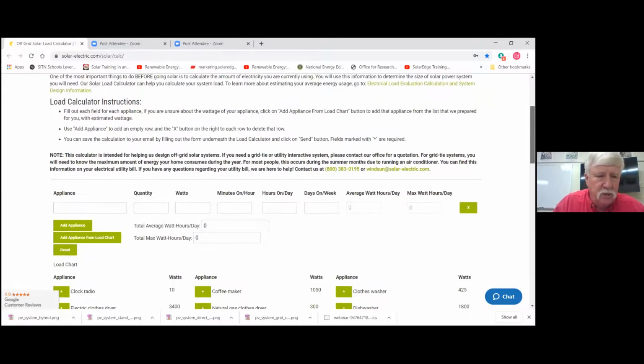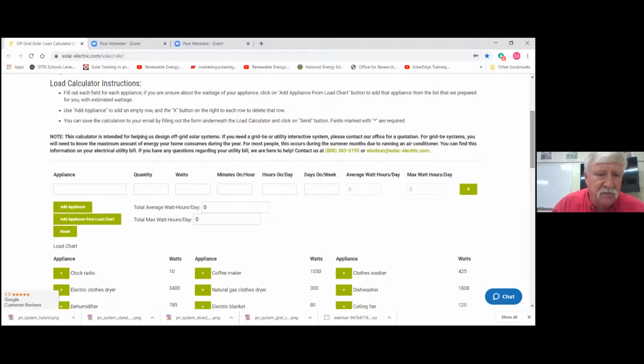And what you can do, they've got a list here of all of these different appliances. And so you can select the appliance. It'll give its rated wattage. That's the amount of power it's using. You can determine the quantity, how many you're using. It'll put in the number of watts. You can determine how many minutes that you would use per hour, the hours per day, the days per week. And what you're basically going to come up with is the total average watt hours per day. So that's what we're looking for.